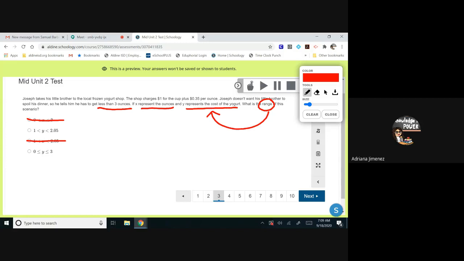If I'm going to use the less than symbol for the X, I'm going to most likely use it for that, because that means he's going to have to pay less than that amount, because he's not going to pay for 3 ounces. Remember, this is my X. This is not my Y, the 3 ounces. To figure out what the Y value will be for 3 ounces, it'd be 1.